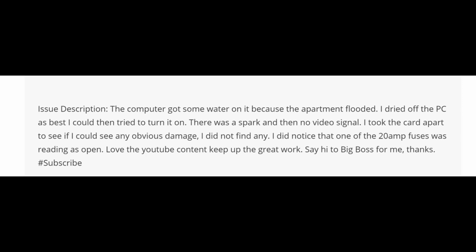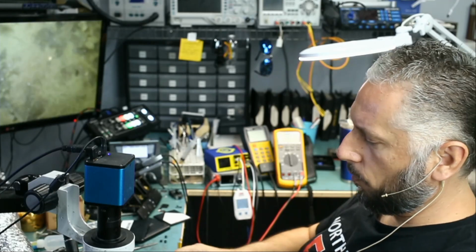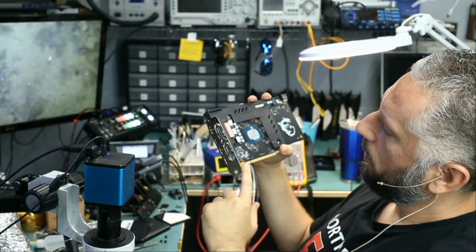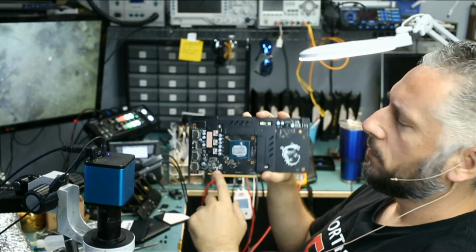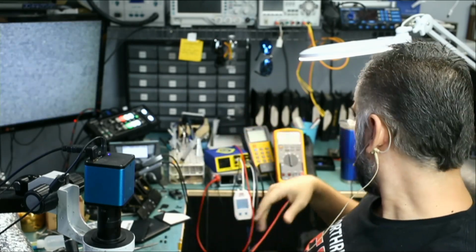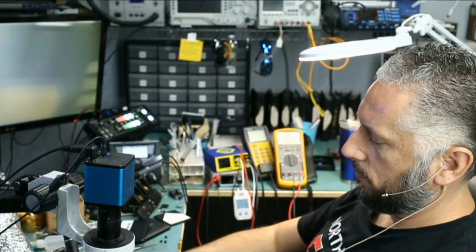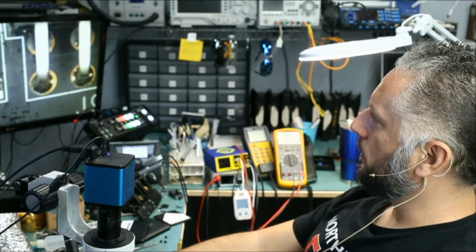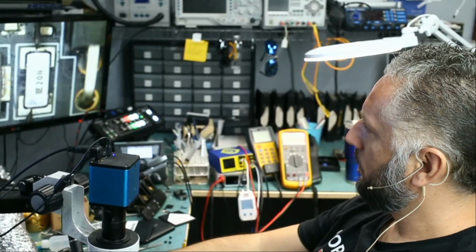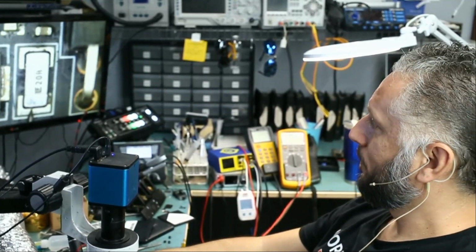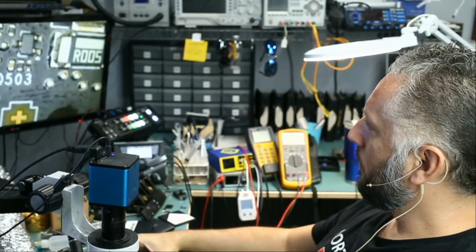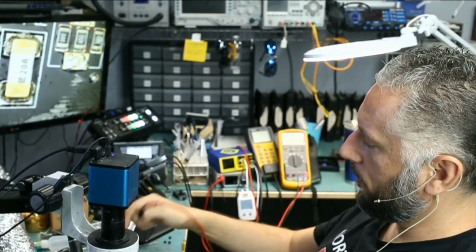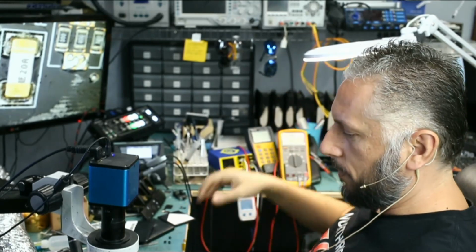So the customer measured one of the fuses as open. On this card, we have 2 fuses. We have one right next to the power connector, and we have one down here, right here. Let's start by measuring to see if we have an open on either one. Meter in continuity mode, and let's measure. And the fuse is open. Let's measure the other one, all the way down on the bottom. And this one is good. So the fuse that's open is the one on the top.